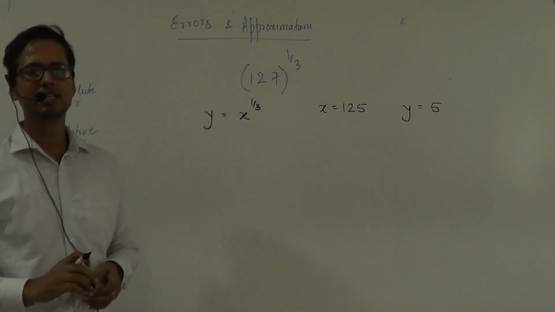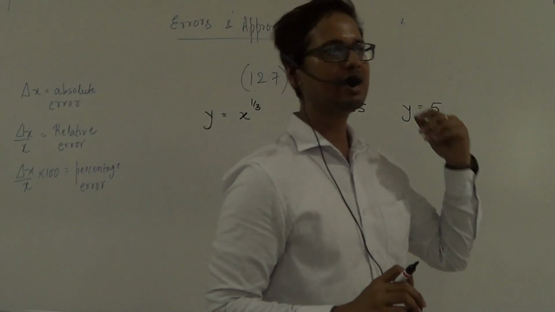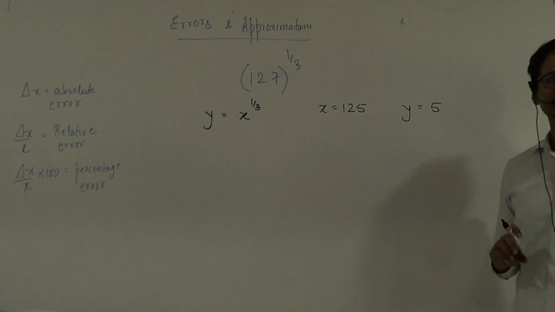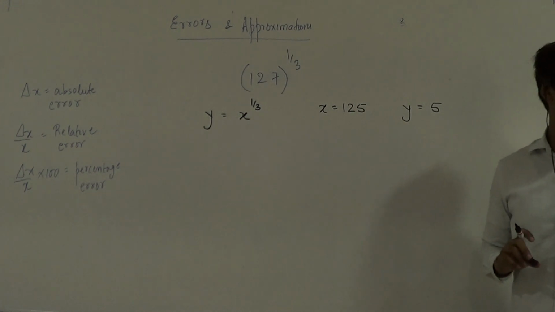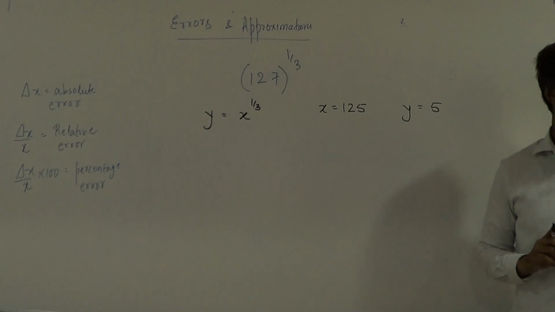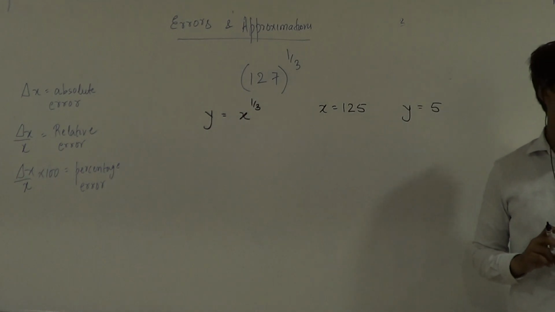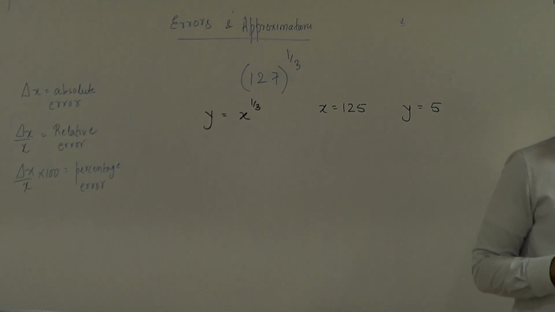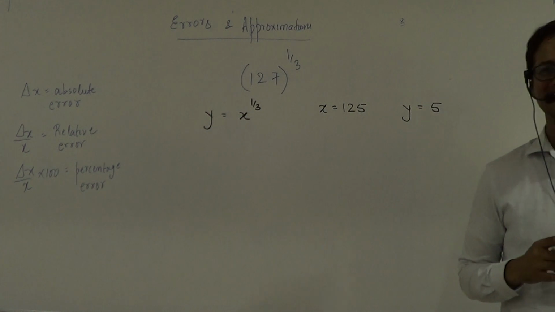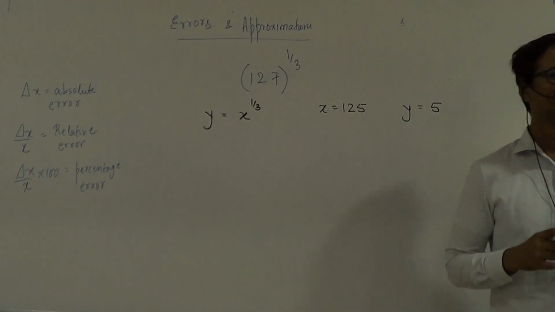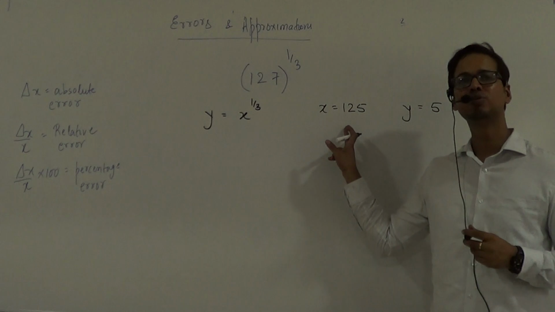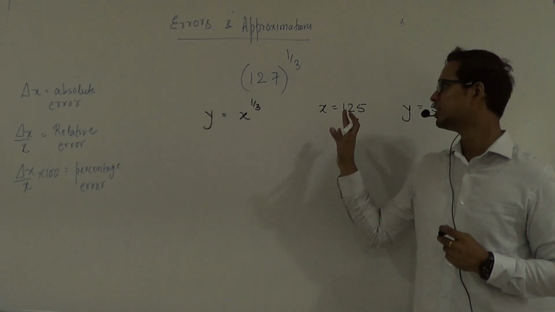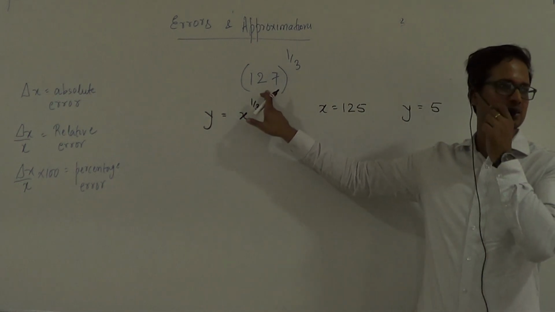Why didn't I choose something else? Because 125 is the nearest, right? So basically, I need to make the error as small as possible. You can also take 128, but that 128 cube root is known, 128 cube root is 8 root 4. Okay, so find such an x whose cube root finding is very easy, and should be very close to this figure.